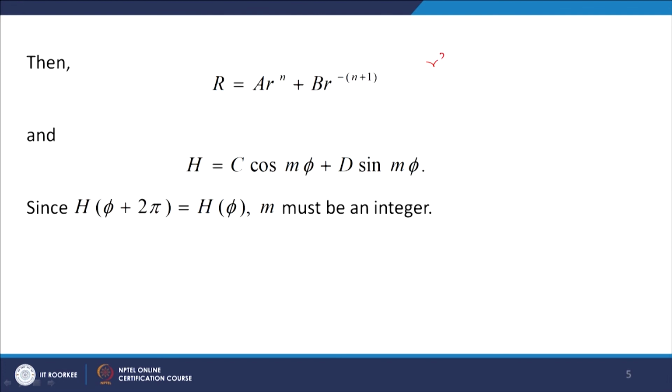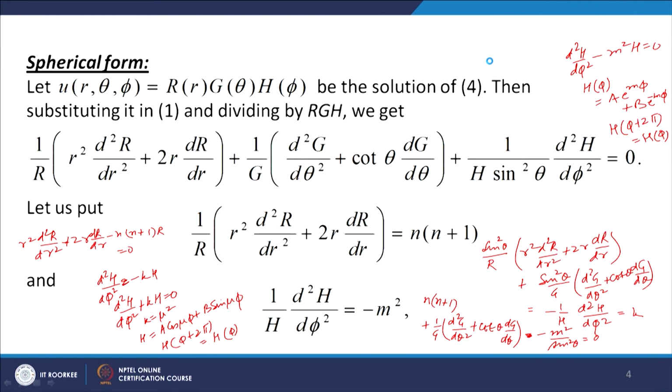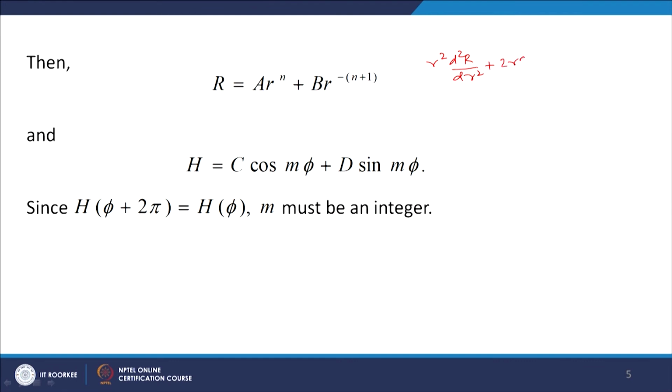So, r square d square r over dr square plus we have 2 r dr over dr. Okay. So, let us put r equal to e to the power z. Let us change the independent variable from r to z. Then, because this is a Cauchy-Euler equation, r square d square r over dr square will become D into D minus 1 r plus 2 D r minus n into n plus 1 r equal to 0.